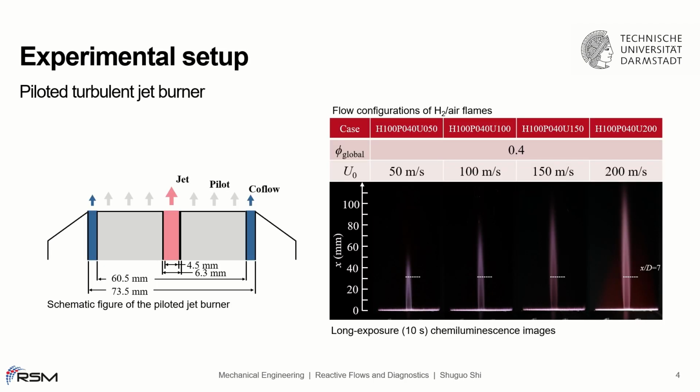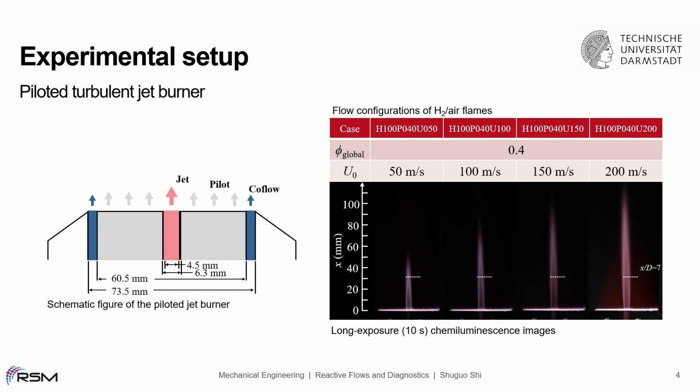A schematic figure of the piloted turbulent jet burner is shown on the left side. The burner consists of an outer porous cold flow ring, a middle porous pilot burner plate, and a centered jet nozzle with an inner diameter of 4.5 mm.